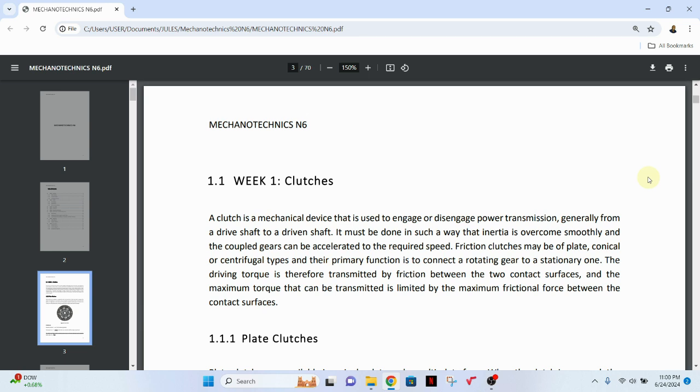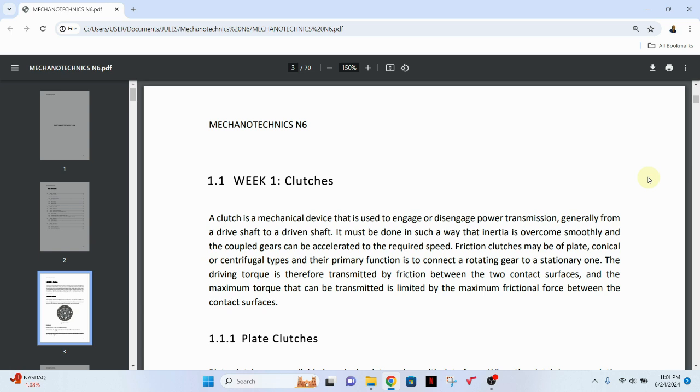So, today's video is on clutches. So basically, what is a clutch? A clutch is a mechanical device that is used either to engage or to disengage power transmission. If you are doing Mechanotechnics N6, you definitely are acquainted with the term clutch. And the purpose of a clutch, as I said, is to engage or disengage power transmission.